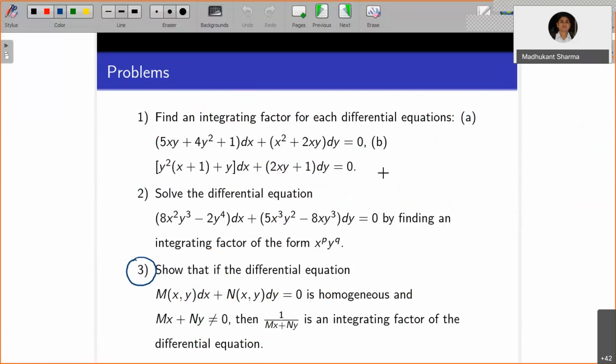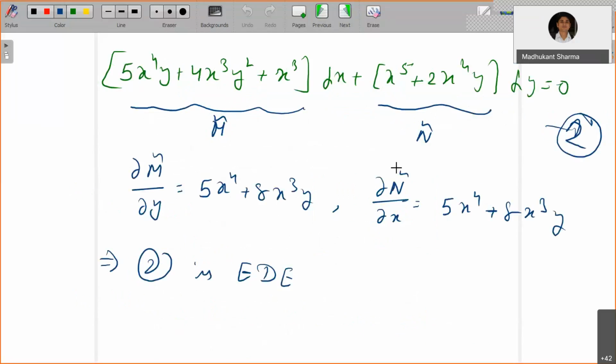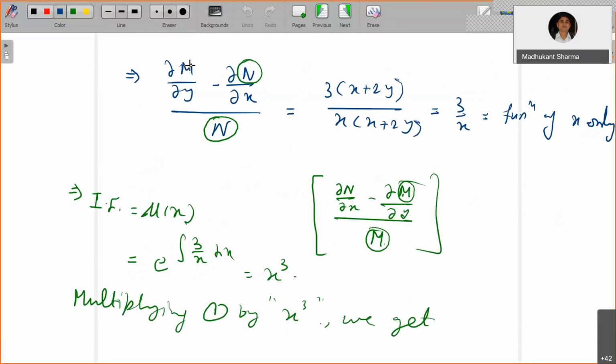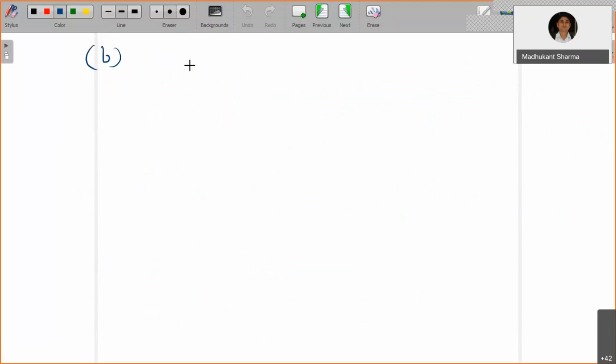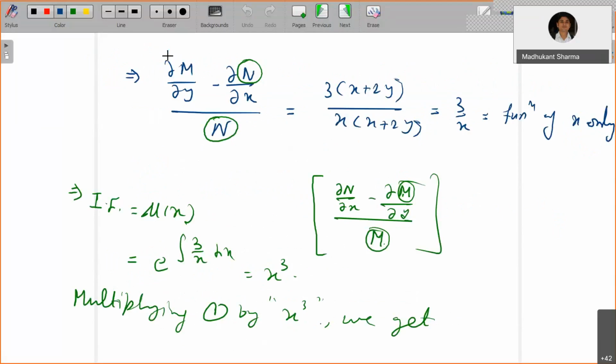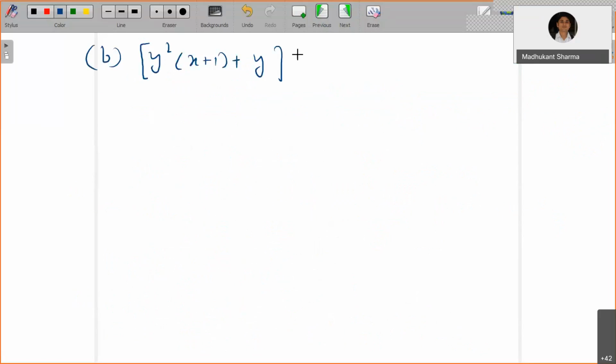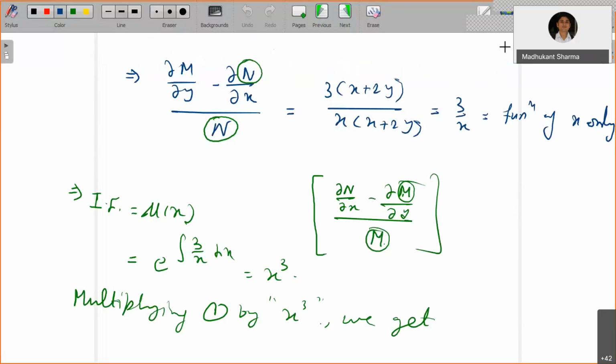Similarly for the second problem, let's see which case it will fall into. Now, I may miss a step here. Okay, so you have y square times (x plus 1) plus y dx plus (2xy plus 1) dy equals to 0, right?